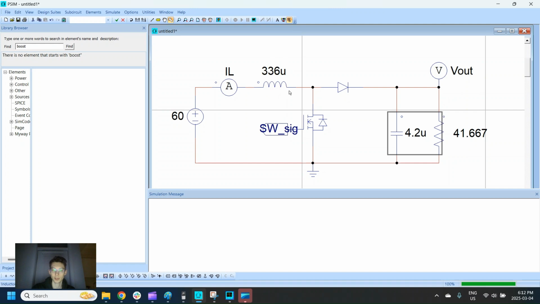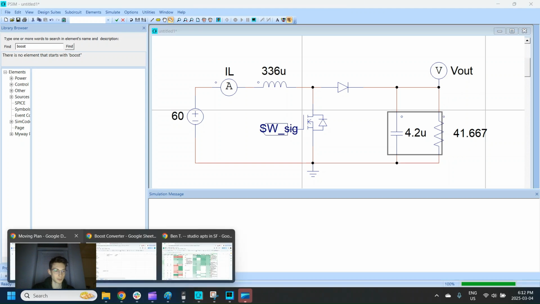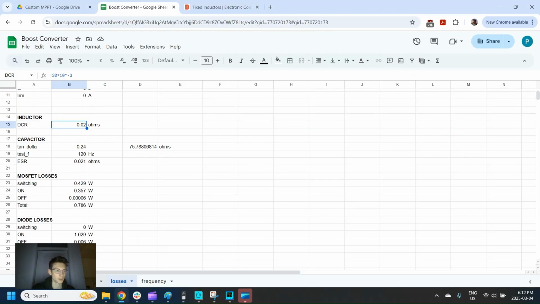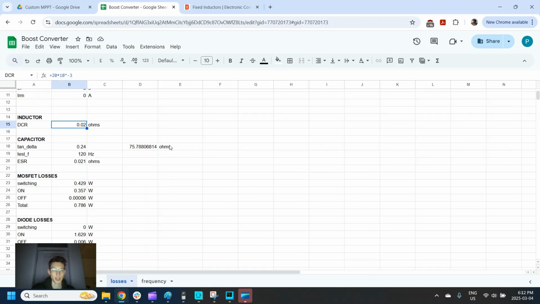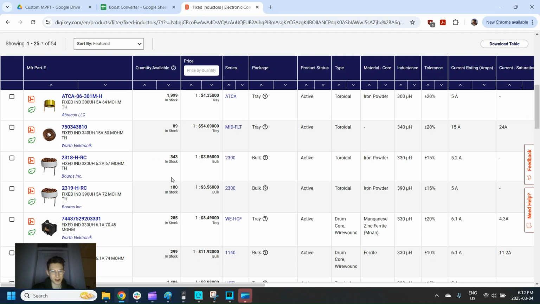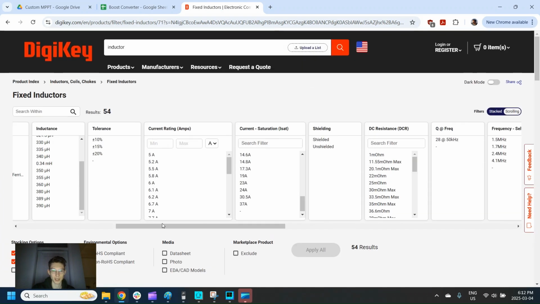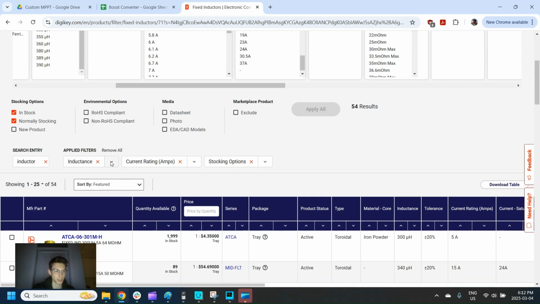So the next thing we're going to look at here is the inductor, 336 microhenries. And that again comes from our sheet here. Right here, 336 microhenries. I know that these are around 330 microhenries, but I'll just put a range of, I think, 300 to 400. You want to leave these ranges pretty large because there are set values that are more common and less common.